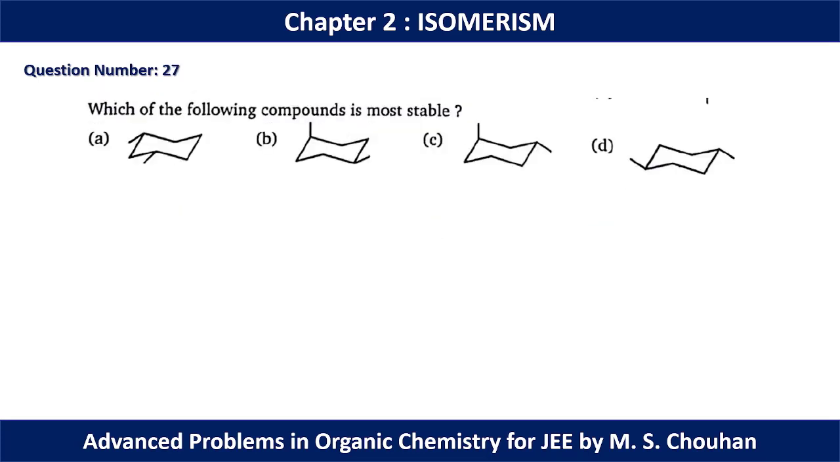In question number 27, which of the following compounds is most stable? So in the chair form of cyclohexane, we know that if we put the functional groups in the equatorial position, it will be more stabilizing compared to if we put the functional group in the axial position, due to the 1,3-diaxial interaction in the axial position. So we can remove option B and option C, because in both of them we have axial bonds present. In option A and option D we have equatorial bonds.